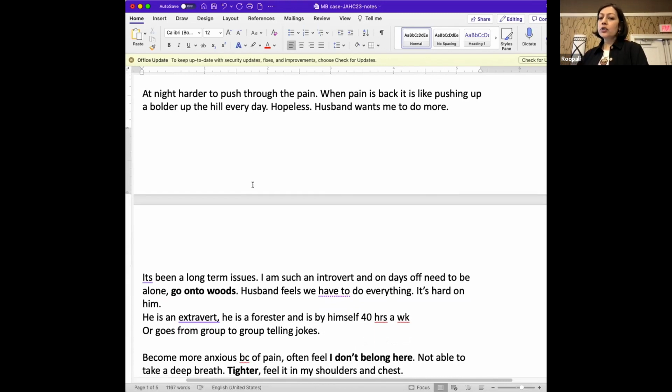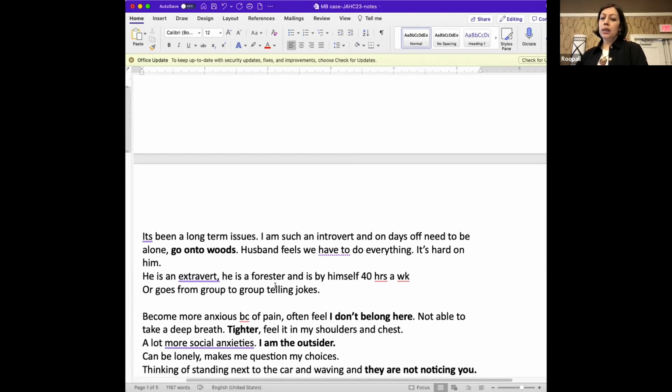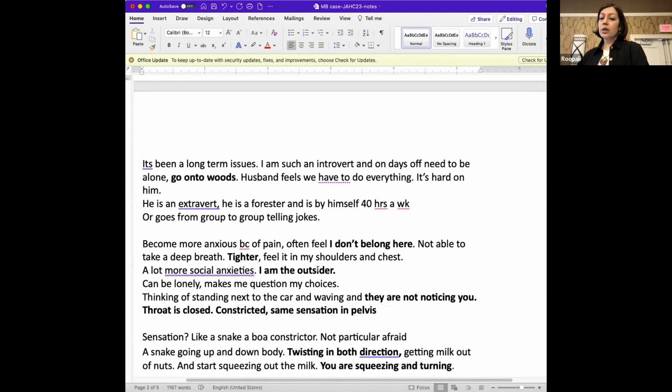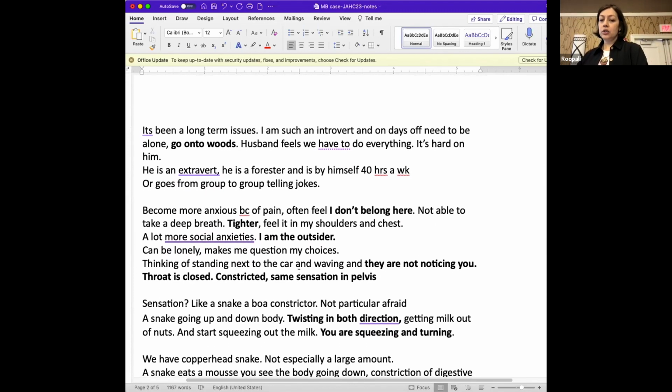At night, it's harder to push through the pain. When the pain is back, it is like pushing a boulder up the hill every day, hopeless. Husband wants me to do more. It's been a long-term issue. I'm such an introvert, and on days off, I need to be alone, to go into the woods. Husband feels we have to do everything. That probably means husband feels he has to do everything. It's hard on him. He's an extrovert. He's a forester and by himself 40 hours a week, or goes from group to group telling jokes.